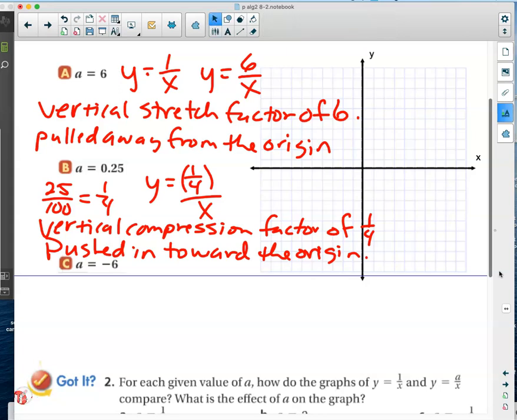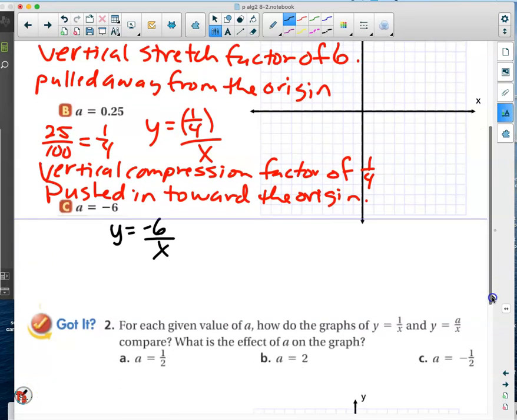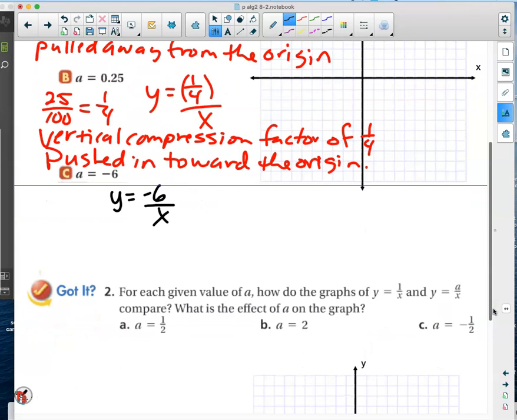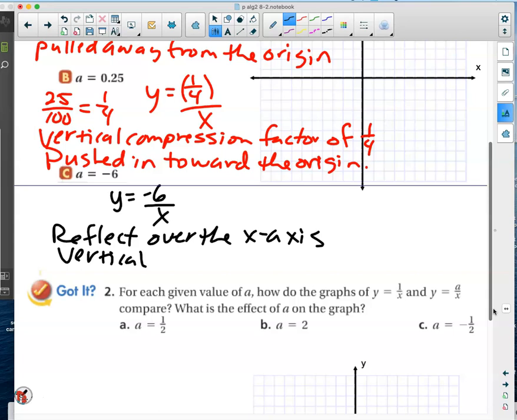Oh, this one. This looks like it might be a bit of a challenge. This is a two-parter. What's the negative doing? Reflect over the x-axis. What did we say the 6 was responsible for? Vertical stretch, factor of 6. Now, that's 6. Pulled away or pushed in towards the origin? Pulled away.